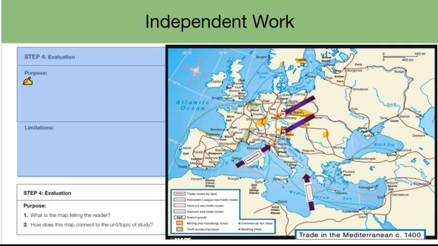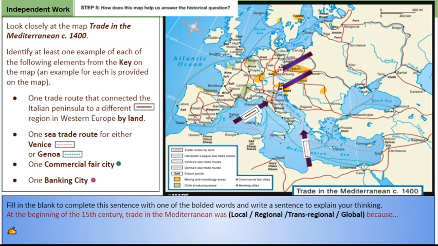Okay, next you're going to evaluate what the map is telling the reader and how this map connects to the unit of study. Now that you do that, you're going to look at how the map helps us answer the historical question, where you're going to have to find a trade route, a sea route for Venice and Genoa, a commercial fair city, a banking city, depending on the color. And then you're going to fill in the blank to complete the sentence with one of the bolded words and write a sentence to explain your thinking. At the beginning of the 15th century, trade of the Mediterranean was, take your pick, local, regional, trans-regional, global, because... write it out, get your thoughts out.